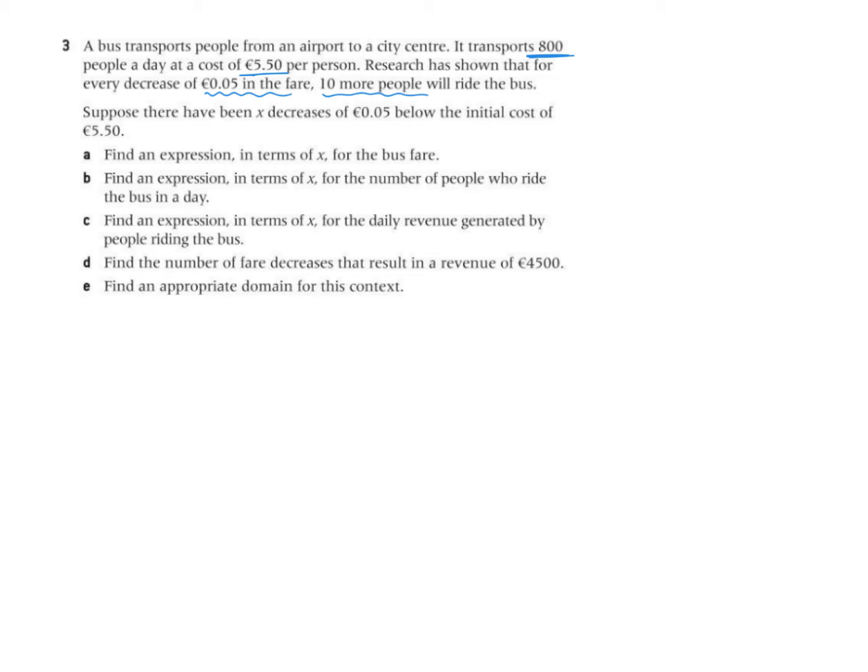A, find an expression in terms of x for the bus fare. So the bus fare is the cost. It originally cost $5.50, but they're decreasing it by 5 cents x amount of times. So the original cost minus 5 cents x amount of times.